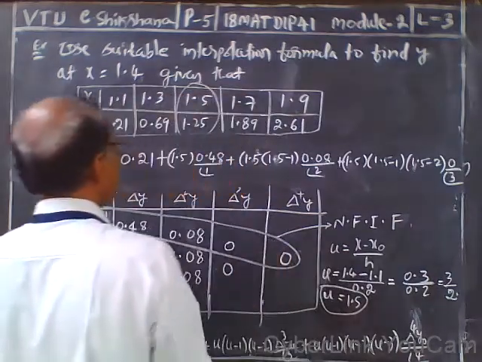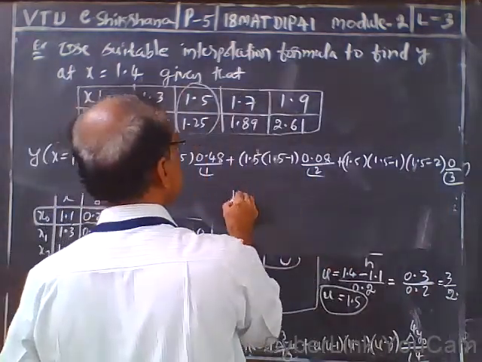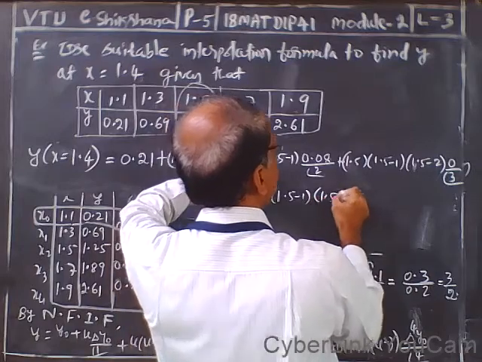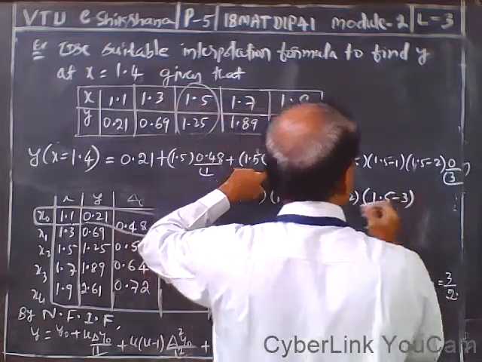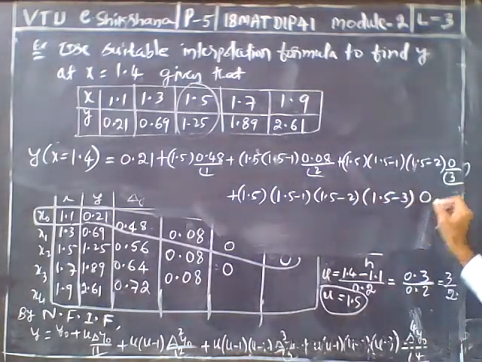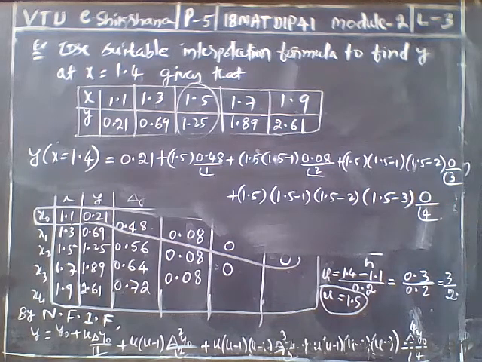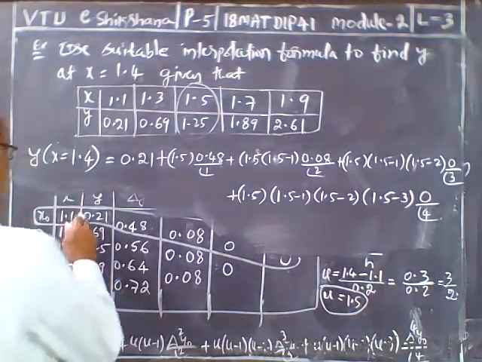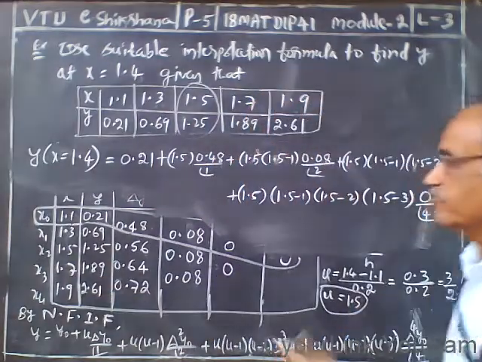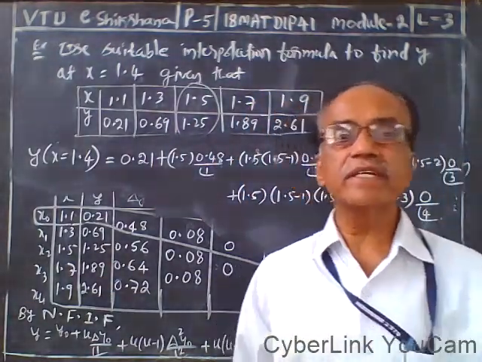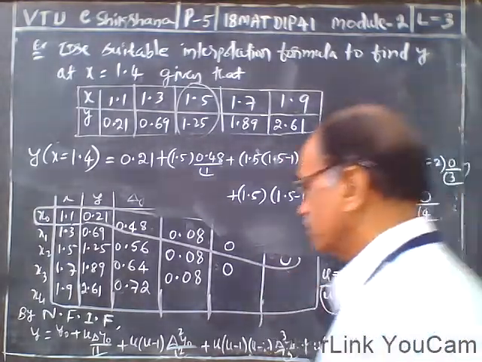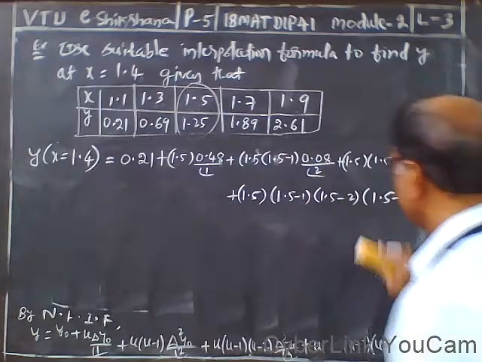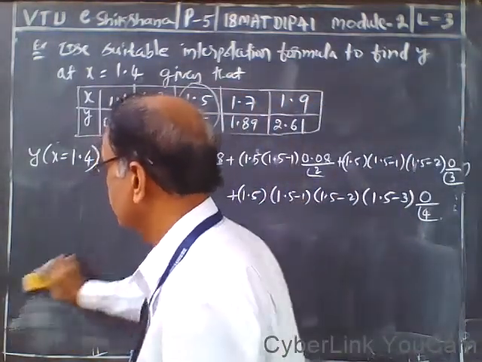And the last number is also 0, plus, the formula is to be extended, plus 1.5 into 1.5 minus 1 into 1.5 minus 2 into 1.5 minus 3, multiplied by the last number, which is also 0, divided by 4 factorial, because there are totally 5 values, 1, 2, 3, 4, 5. Therefore, the 4th order difference is constant. Then you can simplify, and this gives the value of y at x equal to 1.4.